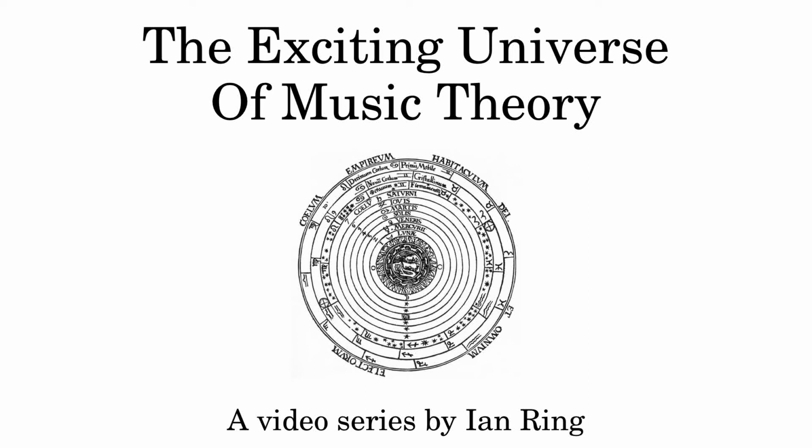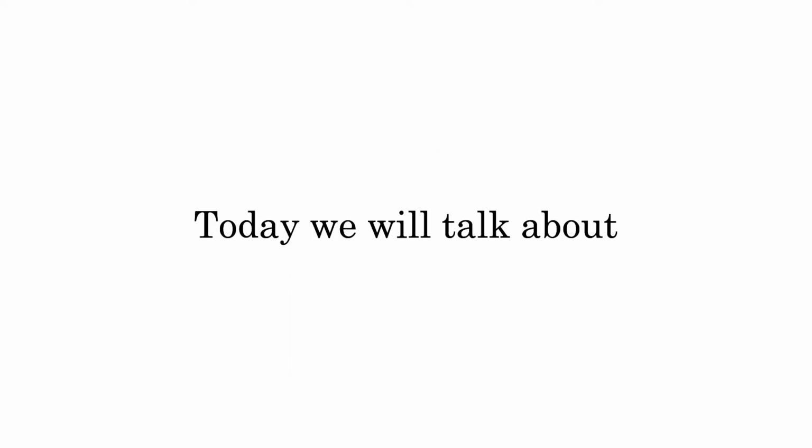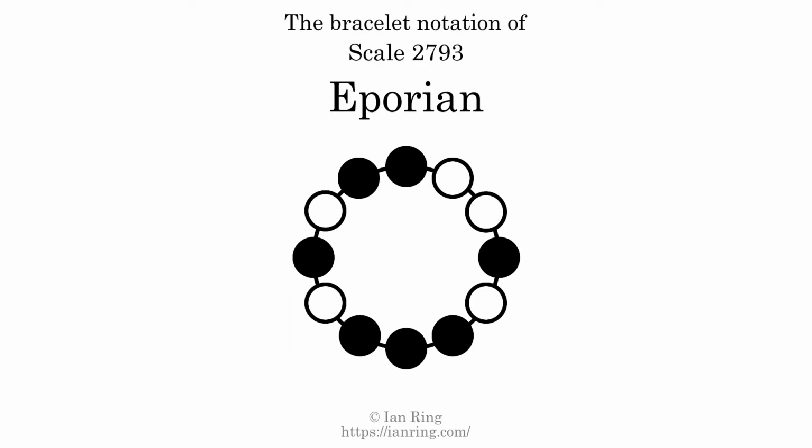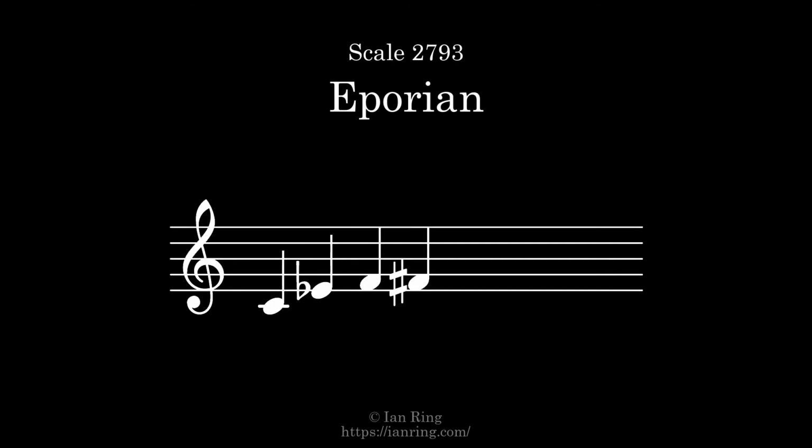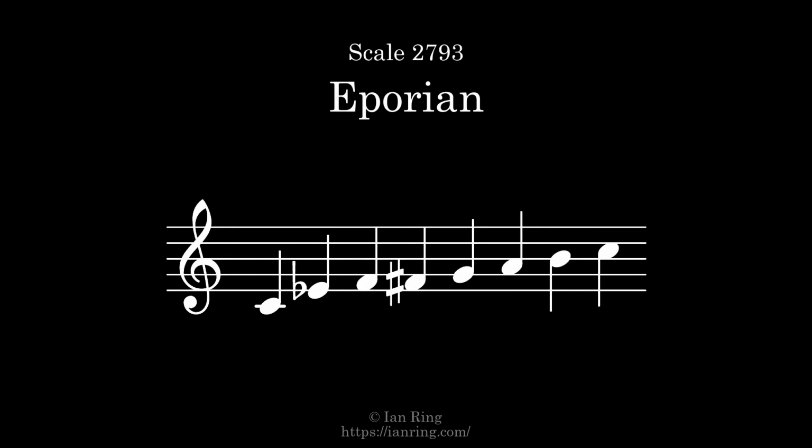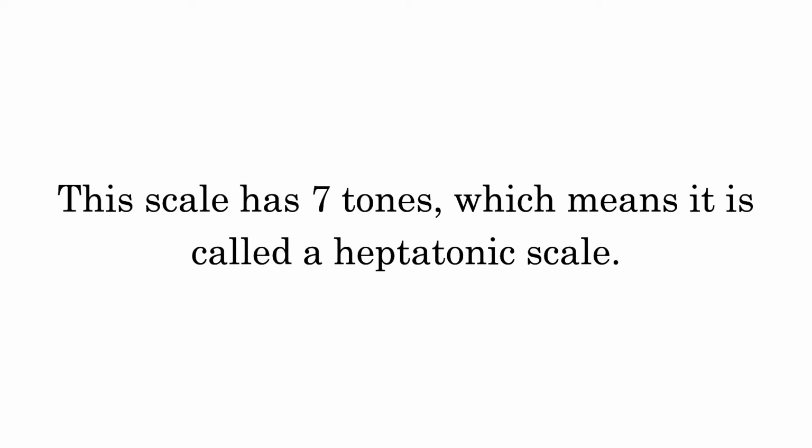Welcome to the exciting universe of music theory. Are you ready to learn? Then let's begin. Today we will talk about scale 2793, Eporian, which sounds like this. This scale has 7 tones, which means it is called a heptatonic scale.